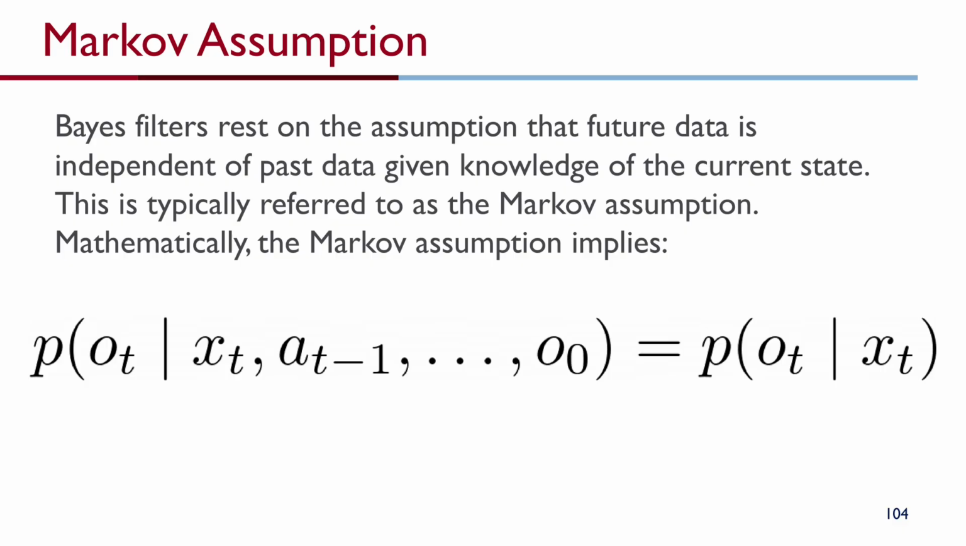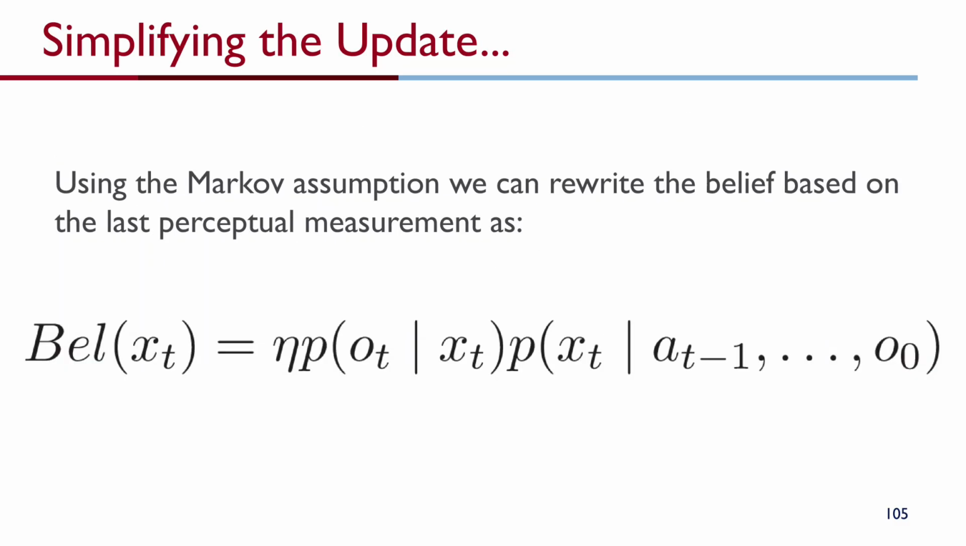Finally, Bayes filters rely on the Markov assumption. It states that future observations are independent of past observations if the current state is known. This greatly simplifies the problem. We don't need to consider the full motion history, only the current state. Mathematically, this means that the probability of receiving the current observation depends only on the current state, not on earlier states or actions. Monte Carlo localization is essentially a recursive Bayes filter.